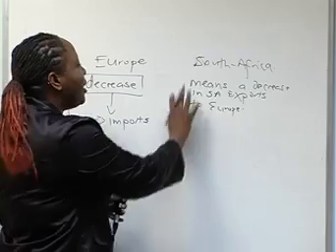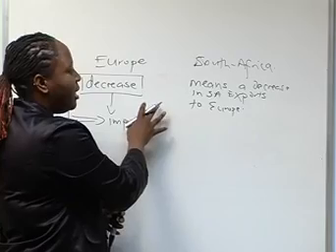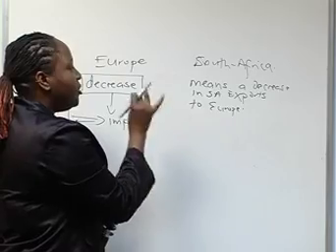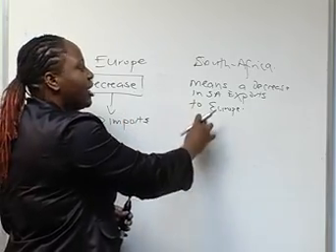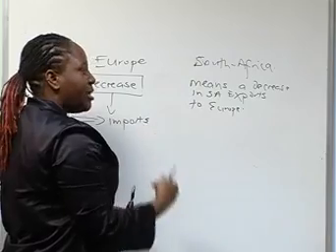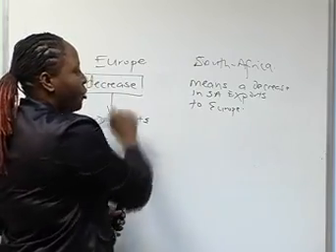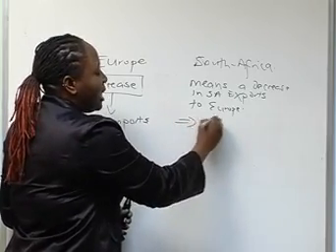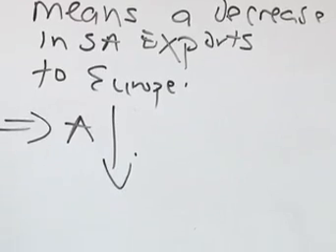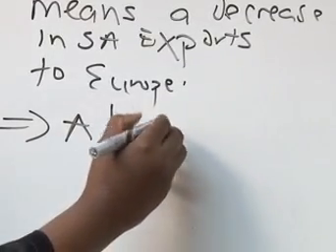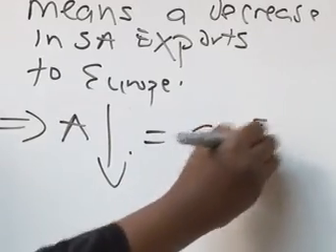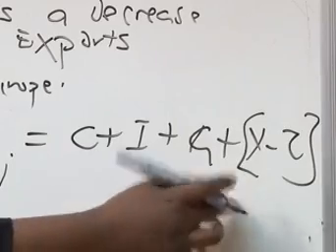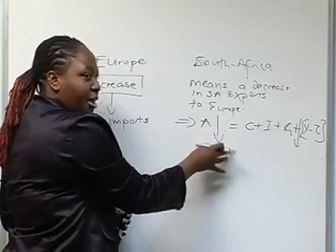Okay? So in terms of the impact of a reduction in economic activity in Europe on South Africa, the reduction in European imports translates to a reduction in South African exports because South Africa is a trading partner to Europe. Now, when there is a reduction in exports, we therefore expect that aggregate demand will decrease because aggregate demand is composed of net exports. So a reduction in net exports means a reduction in aggregate demand.